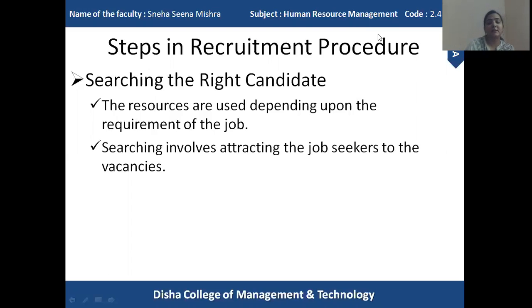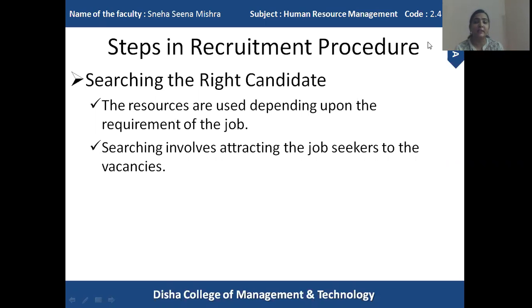So in this process, they search for the right kind of candidates. They attract job seekers for the vacancies. They create awareness about the job. They inform the right kind of potential candidates to apply for the job. So even after selection of the source, they have to make sure that the potential candidates are aware about the job. The potential candidates have actual information about the job and about the organization. So that is the process of searching the right kind of candidate.